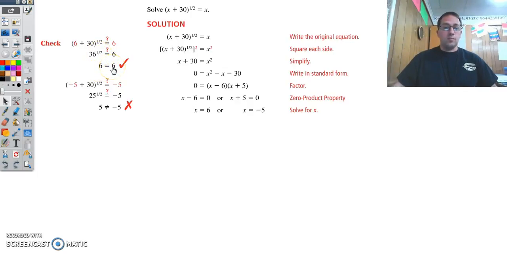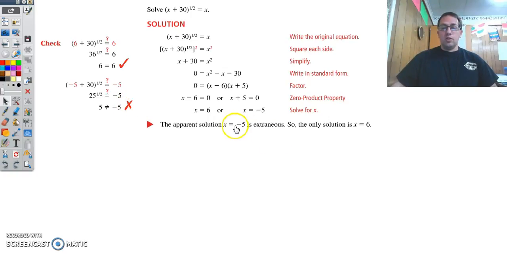6 does equal 6. Plug in the -5, and first -5 plus 30, so 25 to the 1/2 power equals -5. 1/2 power of that is +5 equals -5, and no, it doesn't. So again, we see these extraneous solutions. All right. So especially when you have two solutions, or if you have squares going on, you definitely want to check those to see if you have any extraneous solutions, because a lot of the times you will.